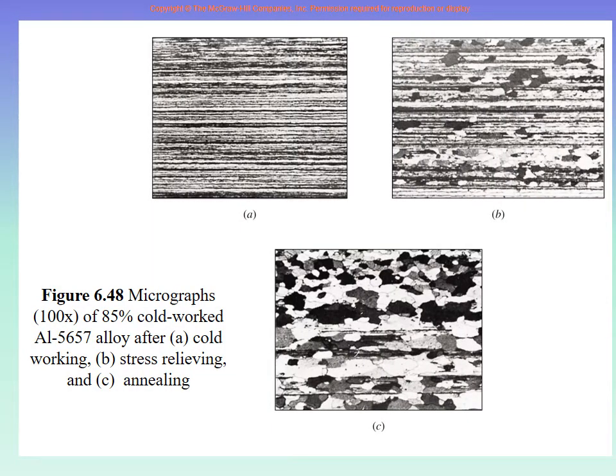Just to quickly repeat, in part A we are showing after cold working, in part B after stress relieving, and in part C after annealing. So what happens in the first two stages of recovery and recrystallization? The long grains break into new grains and then grow into larger grains.